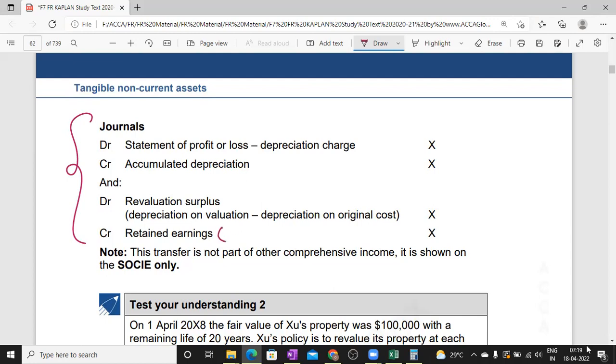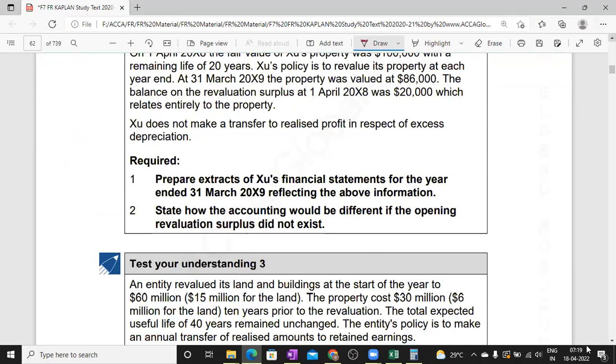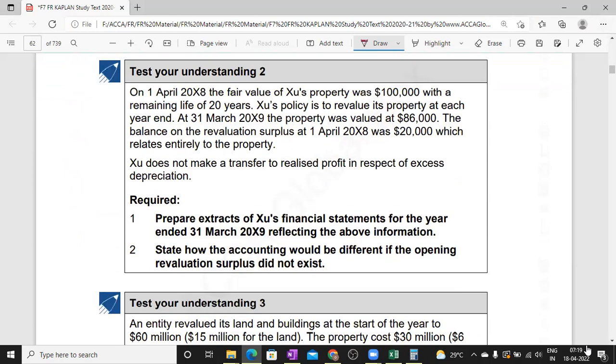So here this is the statement of profit and loss. Then on 1st April 20X8.